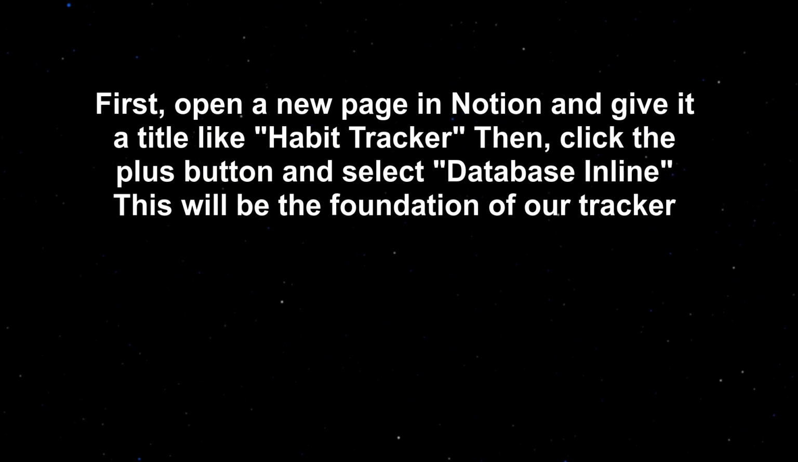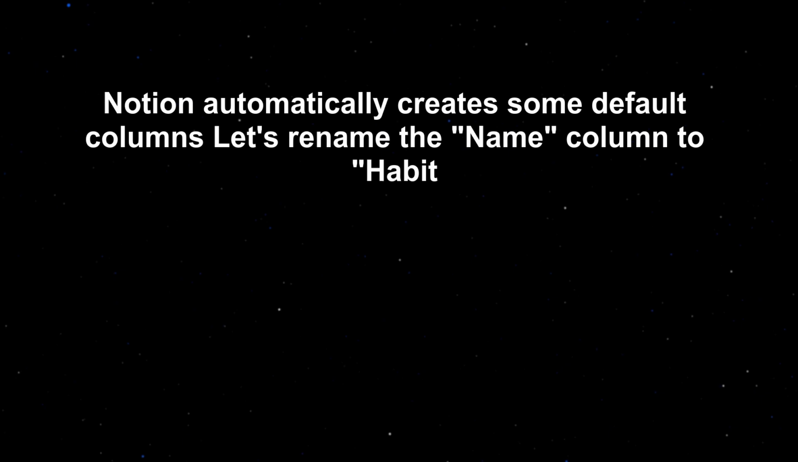First, open a new page in Notion and give it a title like Habit Tracker. Then, click the plus button and select Database Inline. This will be the foundation of our tracker. Notion automatically creates some default columns. Let's rename the name column to Habit.